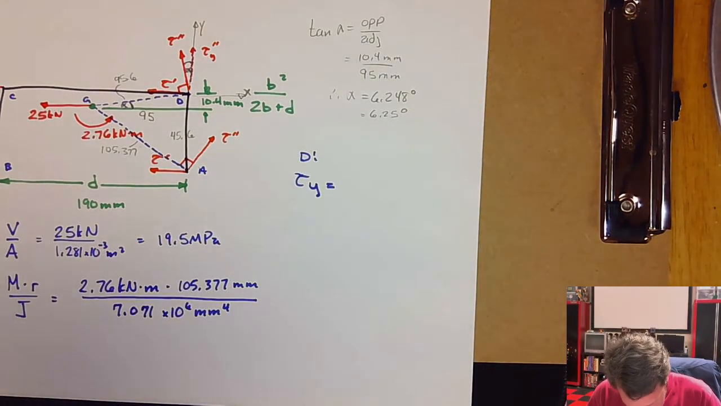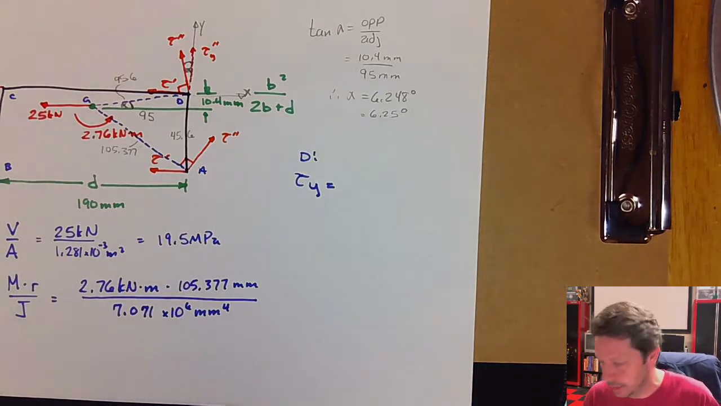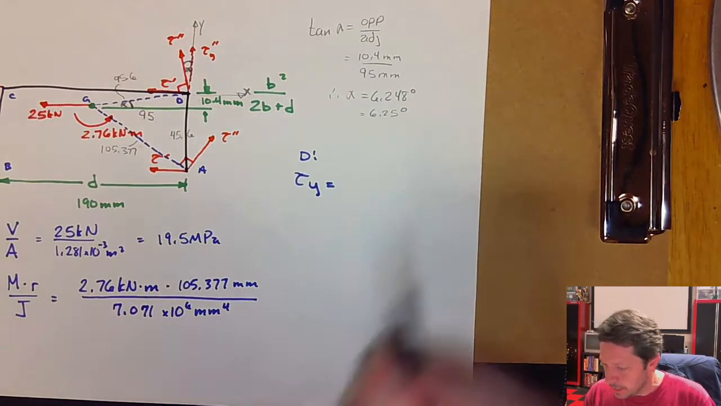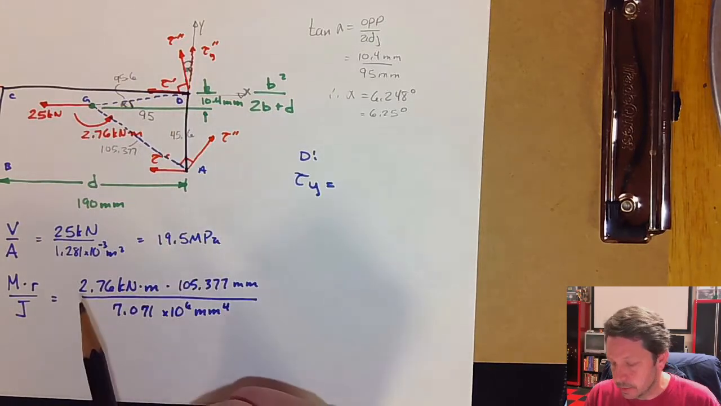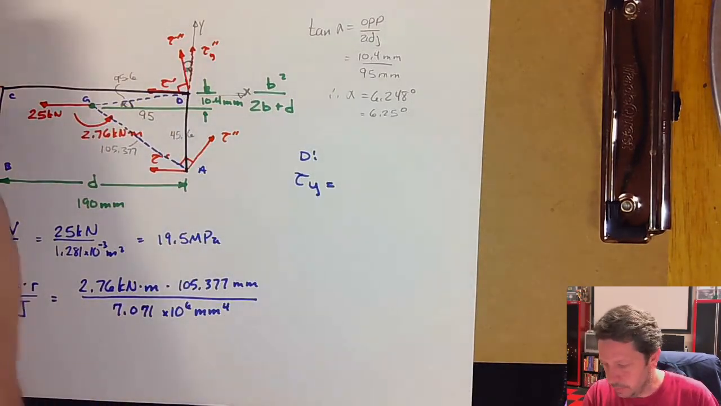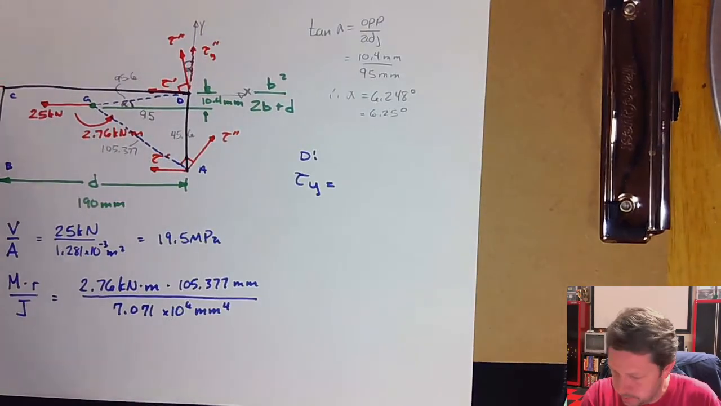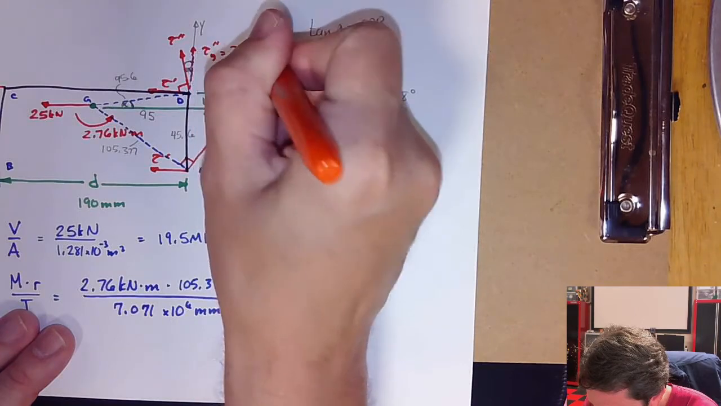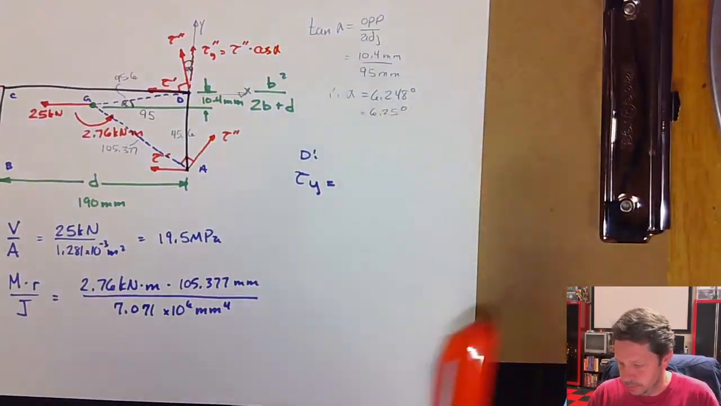I don't even know. They actually call it beta in the book. I guess I should have looked at their nomenclature, but they call this beta, so that's fine. All right, so if I know that, then the y component of this guy is the cosine. So the y component of this, let's write it in red since I got red up there, equals tau double prime times cosine alpha, which is 6.25.